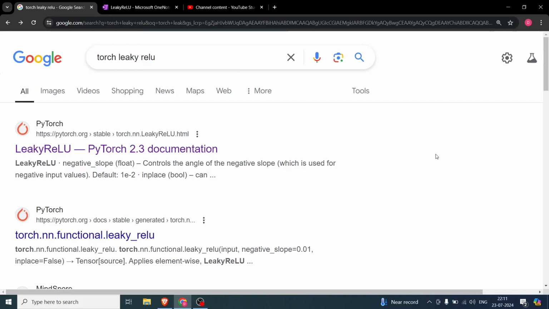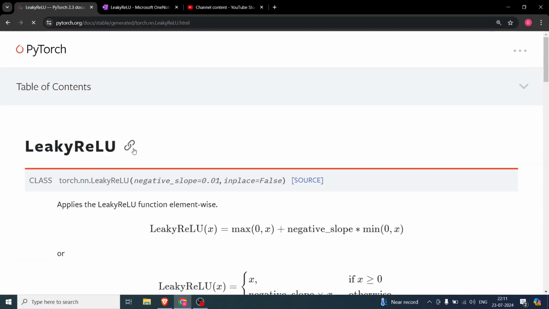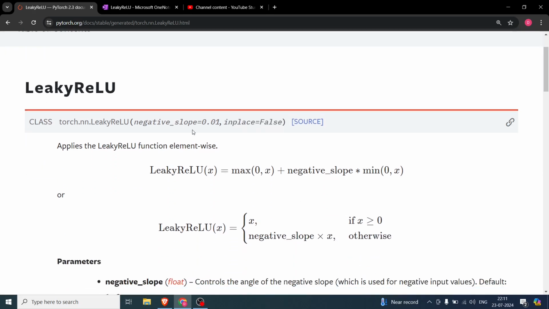Hello everyone, in this video we'll be talking about the LeakyReLU activation function in PyTorch. So let's open the documentation. As I said, torch.nn.LeakyReLU. In here we have basically two parameters: one is the negative slope, and the other is inplace equal to False, just like the ReLU. Okay, now let's quickly get into the function.